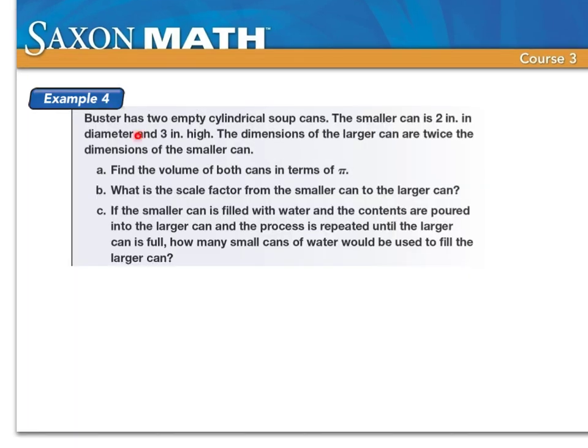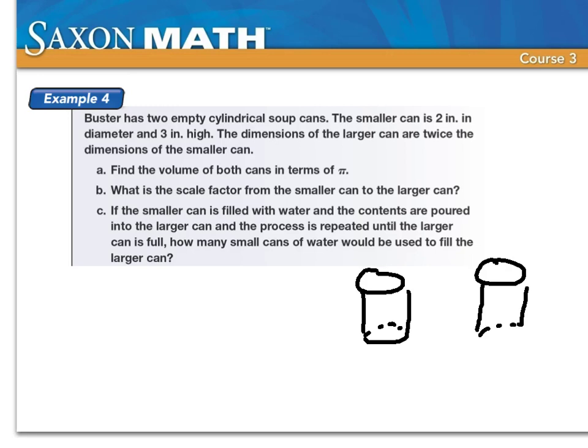Example 4 says Buster has 2 empty cylindrical soup cans, like Campbell's chicken noodle soup. The smaller can is 2 inches in diameter and 3 inches high. And the dimensions of the larger can are twice the dimensions of the smaller can. So what I'm going to do is draw out these 2 cans here. We're going to have a cylindrical can here, and then another cylindrical can. Sorry, my pen's a little off, so my drawing's a little off too, but close enough, you get the idea.